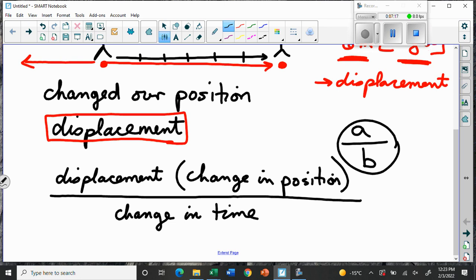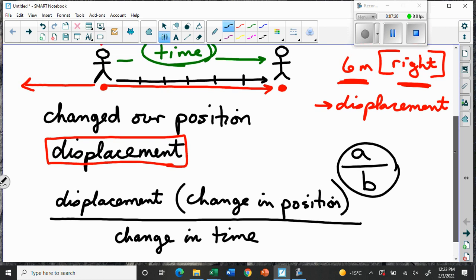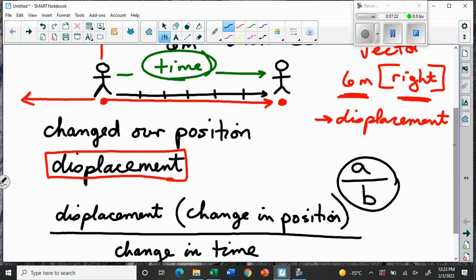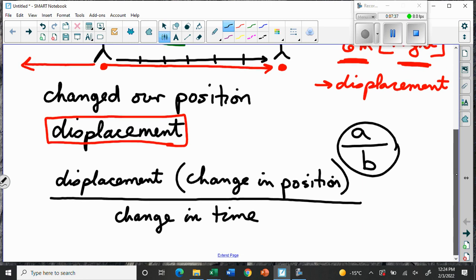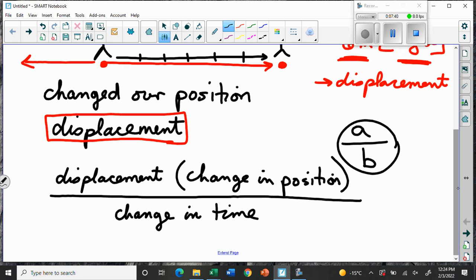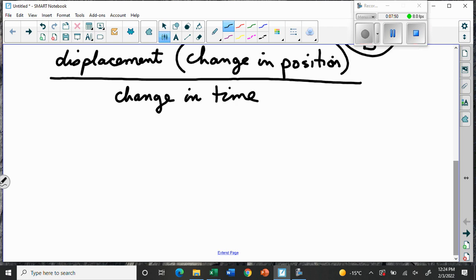If you were to run those 6 meters to the right, and there was only a little wee bit of time that changed, you would say that you ran very fast. But if you sort of crawled those 6 meters to the right and lots of time changed, you would say that you crawled very slowly. And so what we see here is this comparison actually represents something. When we compare how our position changes with the change in the time, we get something, and we call it the velocity.